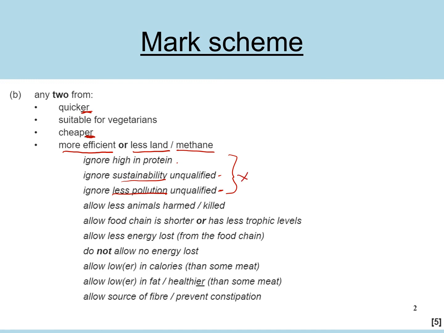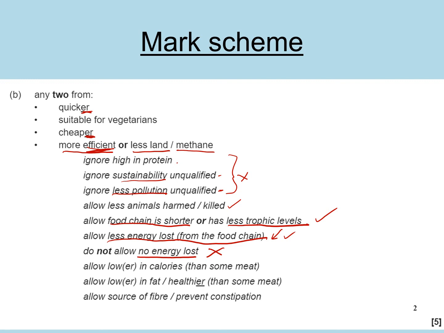If you put less animals harmed or killed, or it's more ethical or something like that, they would allow that, ethical for animals. If you've put anything about the food chain is shorter, or there are less trophic levels involved, they would allow that, because that's linked to the concept of efficiency. If you put less energy lost from the food chain, again, that's similar to this answer here, so that would have been allowed. If you put no energy loss, that would not be considered the correct answer.